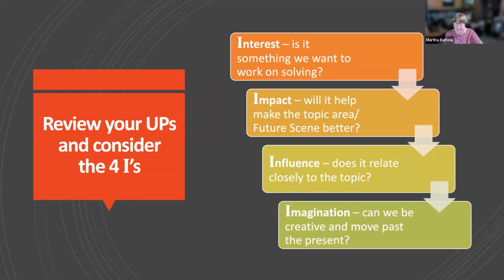Next is influence. Does this underlying problem have a good relationship to the topic? Not just the future scene, but the topic. And another one is imagination. Can we be creative and move past the present? Now, sometimes that's hard, but if you've done any work on future thinking with your kids, that's a little bit easier for them. But another question, probably the biggest two, is: is it something we can work on solving, and will it make the future scene better?